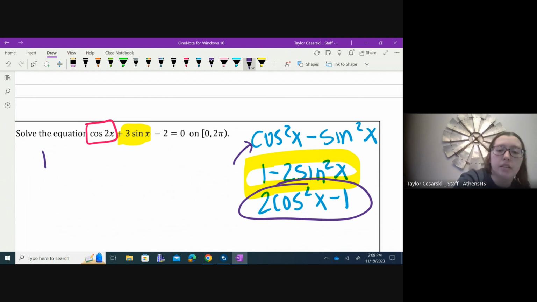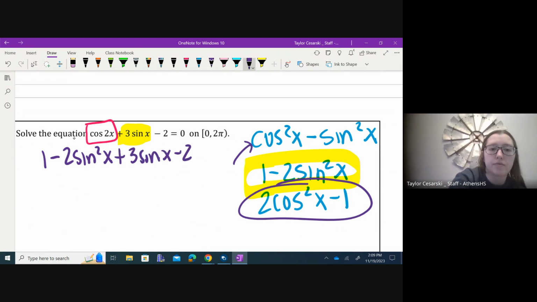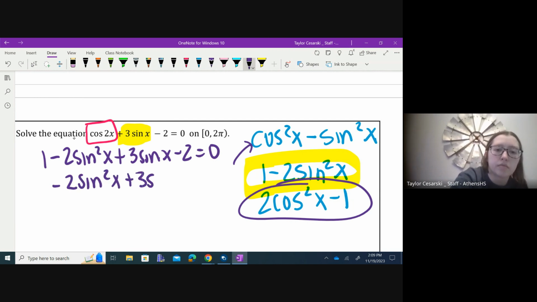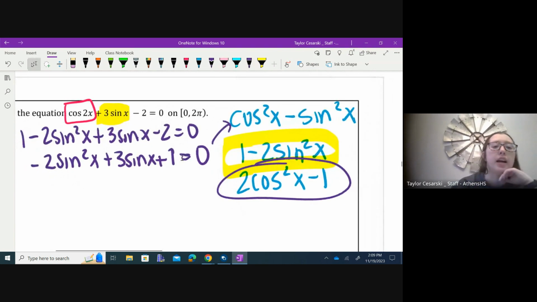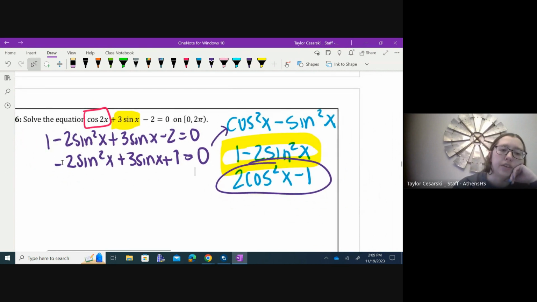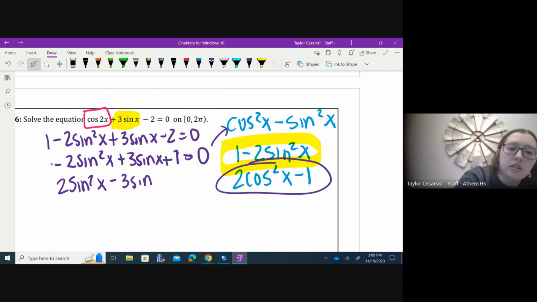So I'm going to rewrite this as 1 minus 2 sine squared of x because I want it in terms of sine of x. Copy the rest. And then plus 1. Okay, because I combined 1 minus 2. I'm going to move everything over to the right side because I don't want that negative in the very front. And then it just becomes a factoring problem.